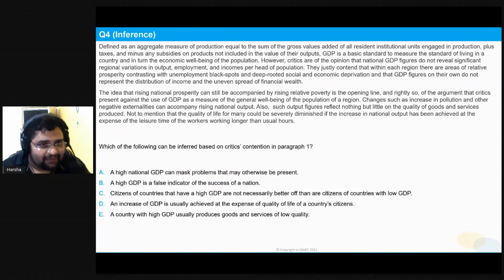Don't worry, we're also giving you this material. You guys can go through this. This is an official passage. You'll also see the explanations out there. Let's talk about the inference question. That's question 4. Which of the following can be inferred?